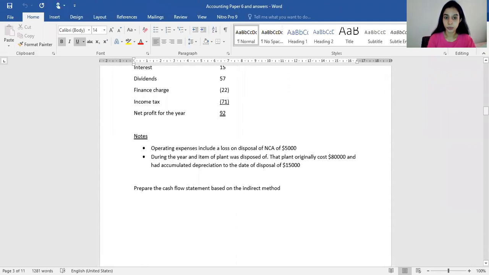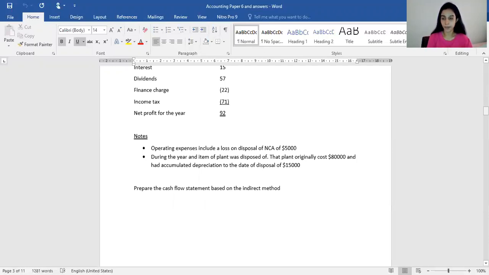And there are some notes saying operating expenses included in the profit include a loss on disposal of non-current assets of $5,000 during the year, and an item of plant was disposed of. That plant originally cost $80,000 and had accumulated depreciation to the date of disposal of $15,000. So the requirement is to prepare the cash flow statement based on the indirect method.